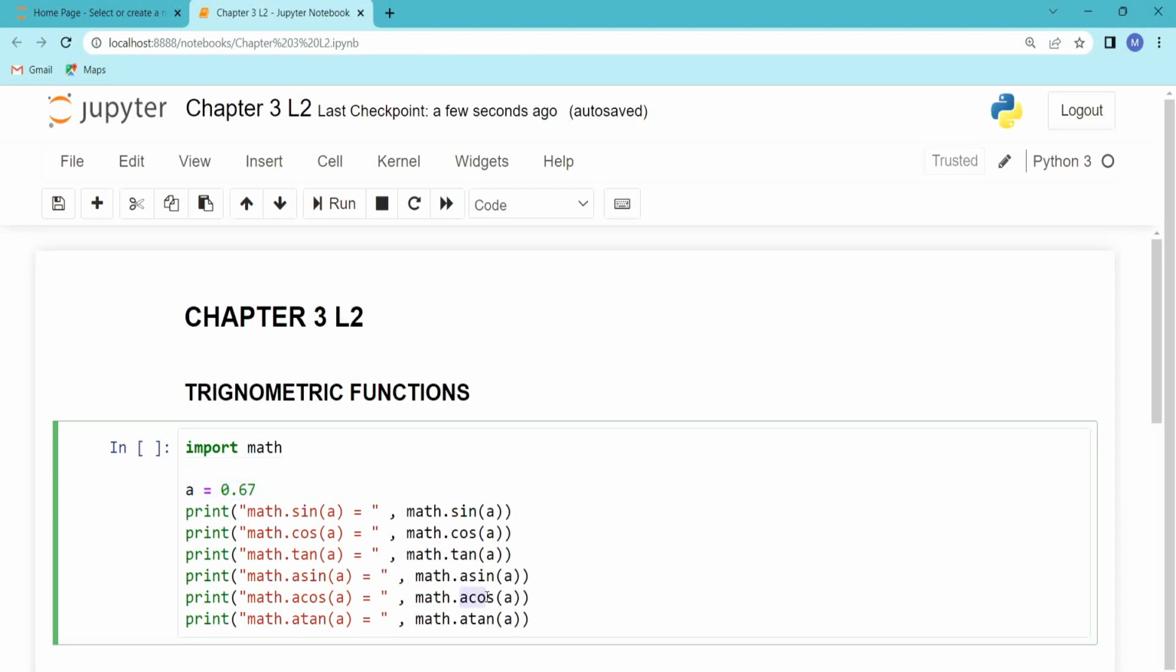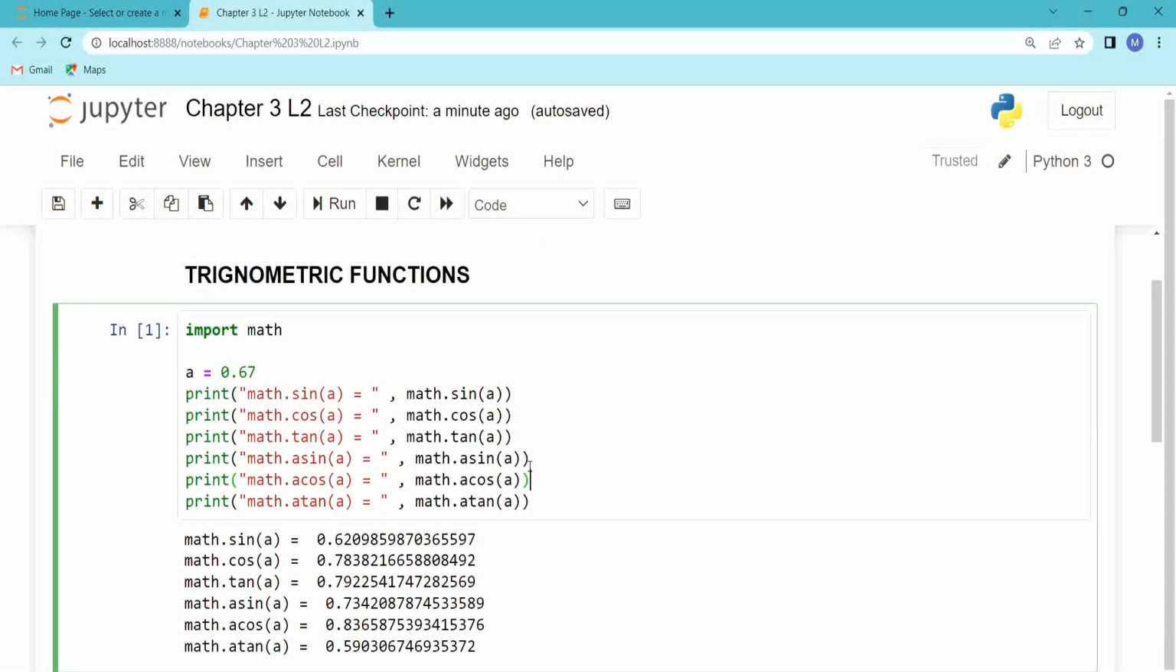That is, a tan, a sine, a cos, or a tan is nothing but the inverse of the angles. So when I execute this, you can see that the sine of 0.67 is 0.62, cosine of 0.67 is 0.78, likewise tan of 0.67 is 0.79, and similarly inverse sine of a is 0.73 radians, for cos it is 0.836 radians, and for tan it is 0.59 radians.